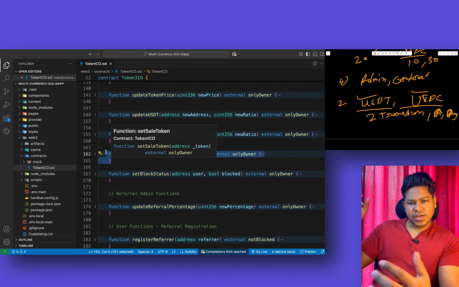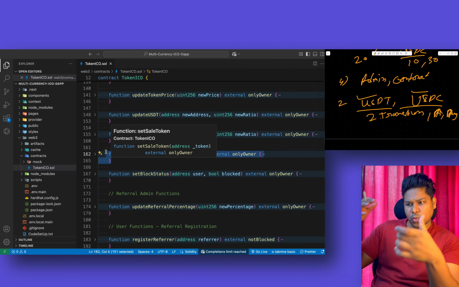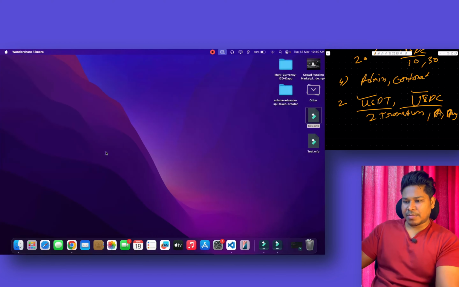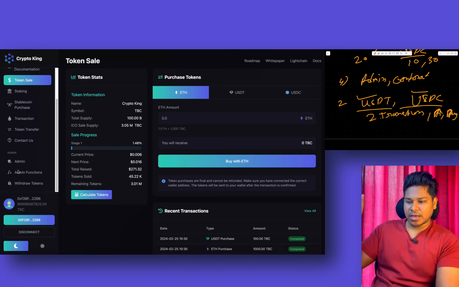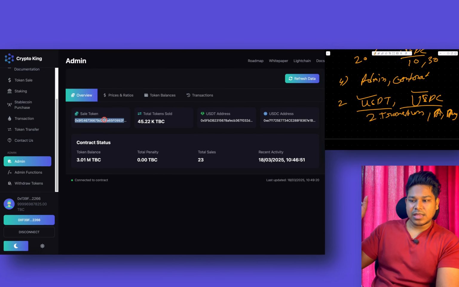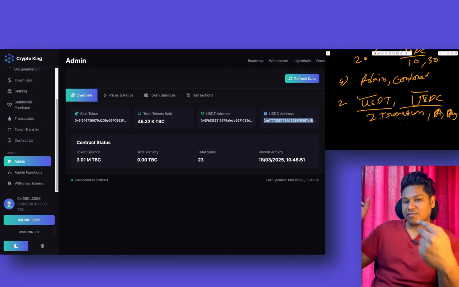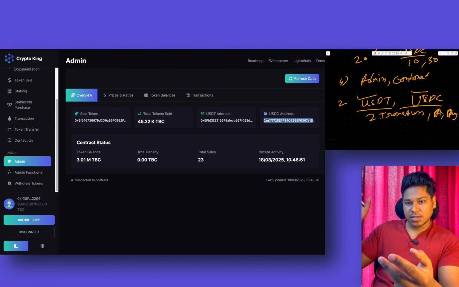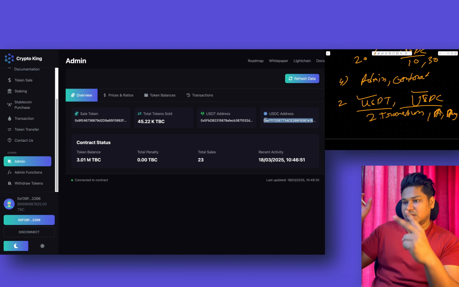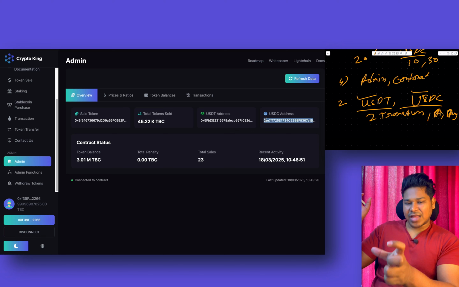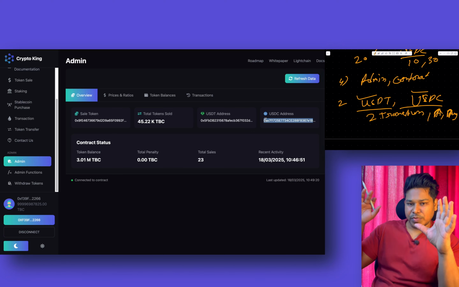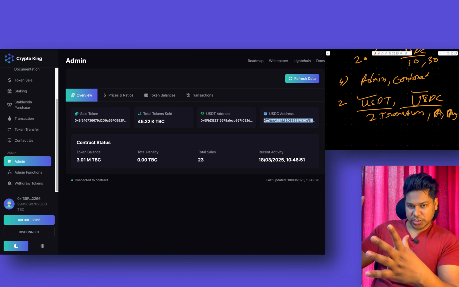So when we deploy the contract, we have to set the token which we want to sell in the marketplace. So if I go back to the contract, to the admin function, we have to tell exactly which token we want to sell. And we have to specify the USDT and USDC addresses in the contract. That's the first thing you have to do after deploying the contract. So you have to update the token, the USDT and USDC addresses, and the ratio. So the contract data would be set and the user can start making the purchase.